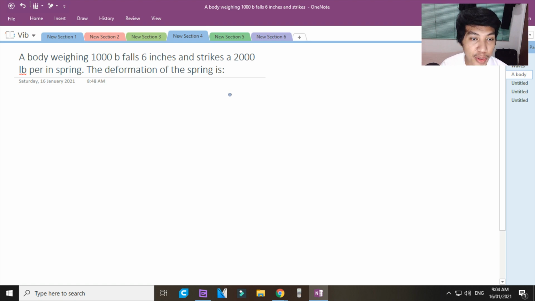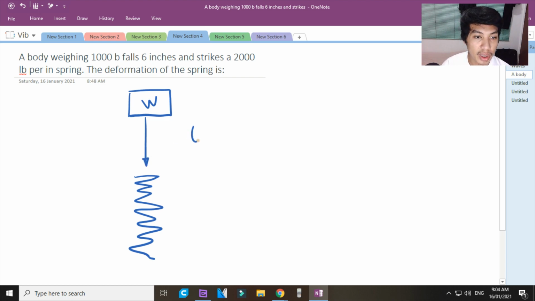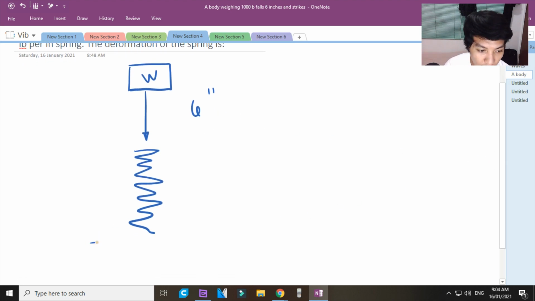The deformation of the spring is... So going back, i-drawing natin yung inyong spring. Okay. Meron ka daw spring dito. Pagpasensyahan nyo na yung drawing ko. Meron ka daw loading dito which has a weight. Babagsak daw siya ng 6 inches. Okay. Ito yung ating spring.